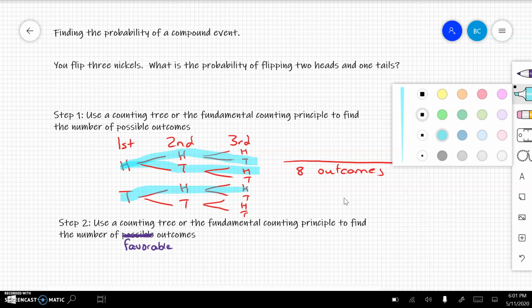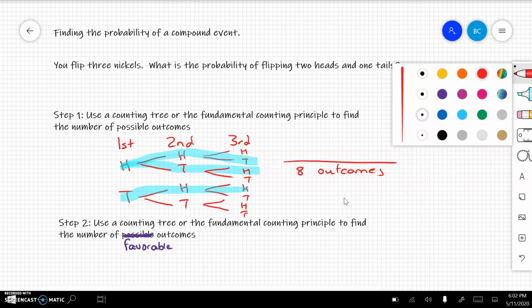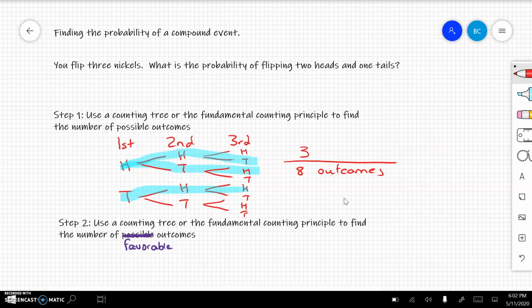I've got a head, head, and a tail; a head, tail, and a head. And then on the next one, I had a tail, head, and a head. So I had a total of 1, 2, 3 possible outcomes that met the criteria. So my probability is 3/8, or 0.375, or 37.5%.